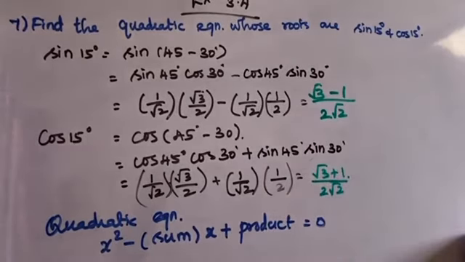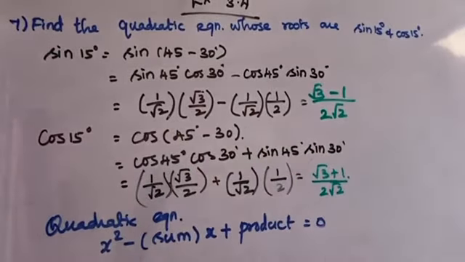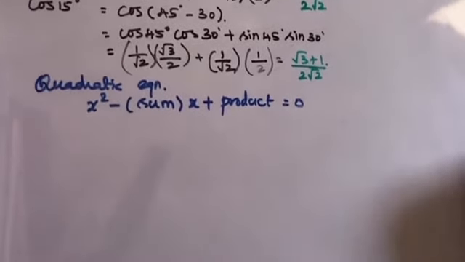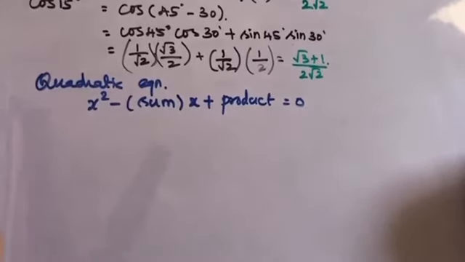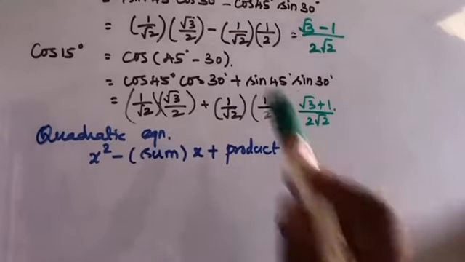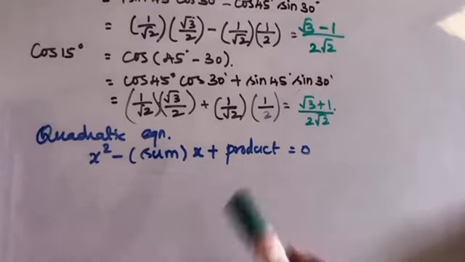What's the question? Find the quadratic equation whose roots are sin 15 and cos 15. Now we have found the values of sin 15 and cos 15. Now we have to frame the quadratic equation. This is the general form, isn't it? X square minus sum into x, sum of the roots into x, plus product is equal to 0. This is the general form of a quadratic equation if the roots are given. Now we have the roots sin 15 and cos 15. Now we should know the sum and product.